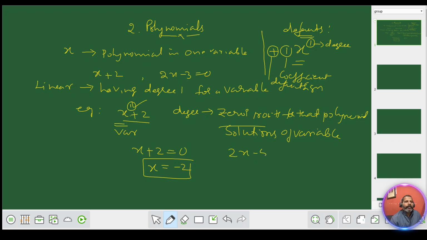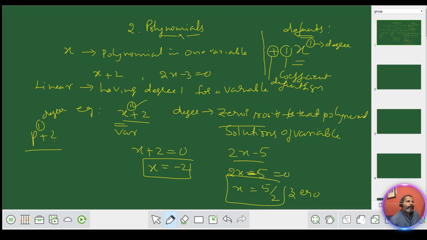If I say 2x minus 5 is a polynomial, what is the 0 for this polynomial? You just equate the polynomial to 0 and solve for x. This will be your 0. A zero is nothing but a value of the variable involved which satisfies the expression or equation. So a linear polynomial means we will have the variable of degree 1 in it. For example, p plus 2 is a polynomial in variable p whose degree is 1. Okay. Clear?